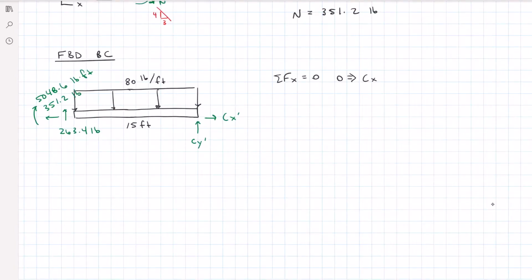I can now solve for my free body diagram BC. CX is going to be the 351.2 pounds because there's nothing else in the X direction. Summing forces in the Y direction, we have 0 is 263.4 pounds minus the 80 times 15 load plus CY prime, and we will get CY prime to equal 936.6 pounds.